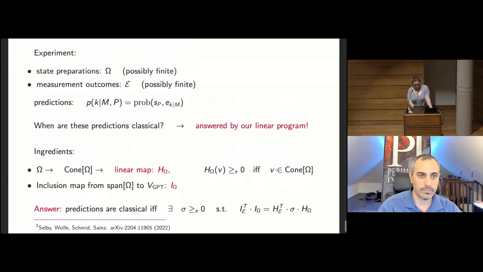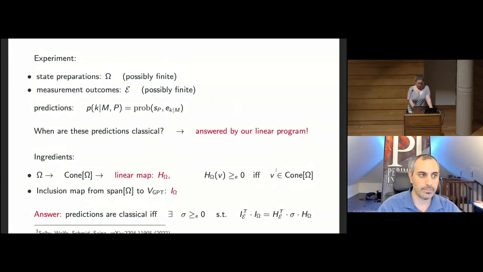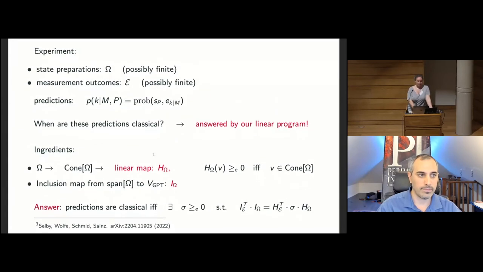So that is all that I wanted to tell you. Here we have the set of preparations from our experiment, and the set of outcomes or effects that we can implement in our experimental setup. And we don't really have to compute any probabilities at all. Our linear program just tells you if there is a particular way to combine these in order to observe non-classical statistics. So that's it.